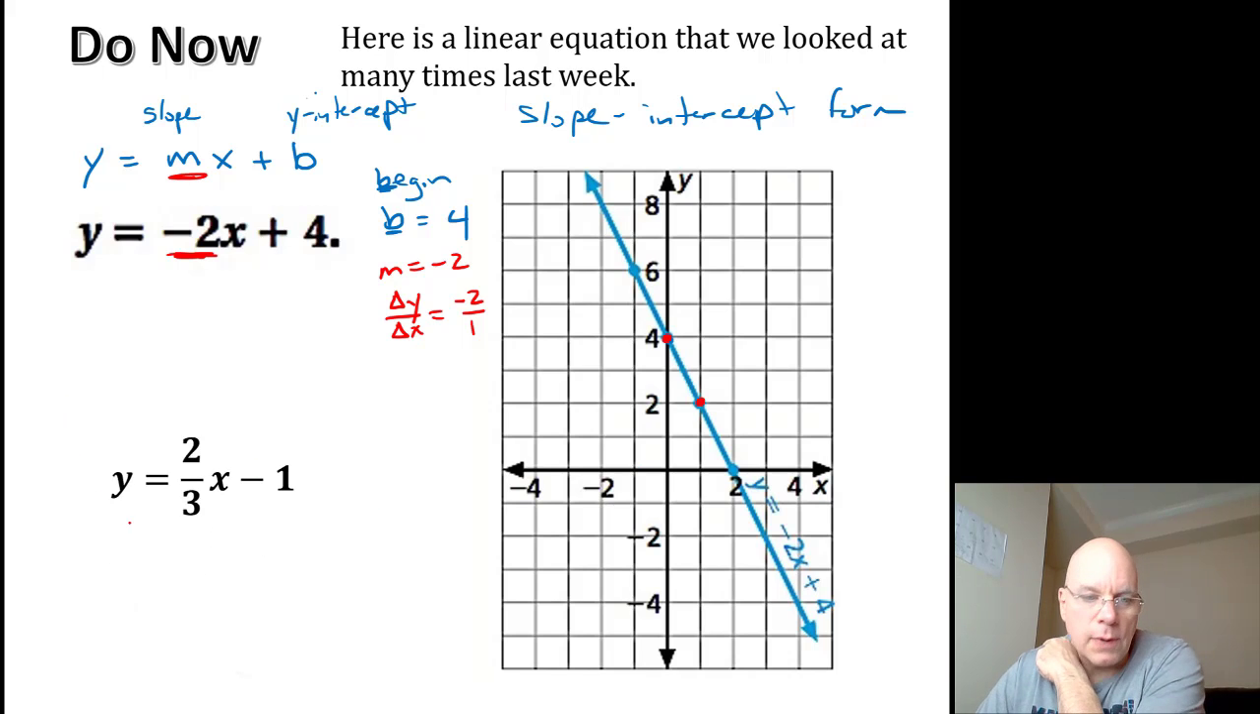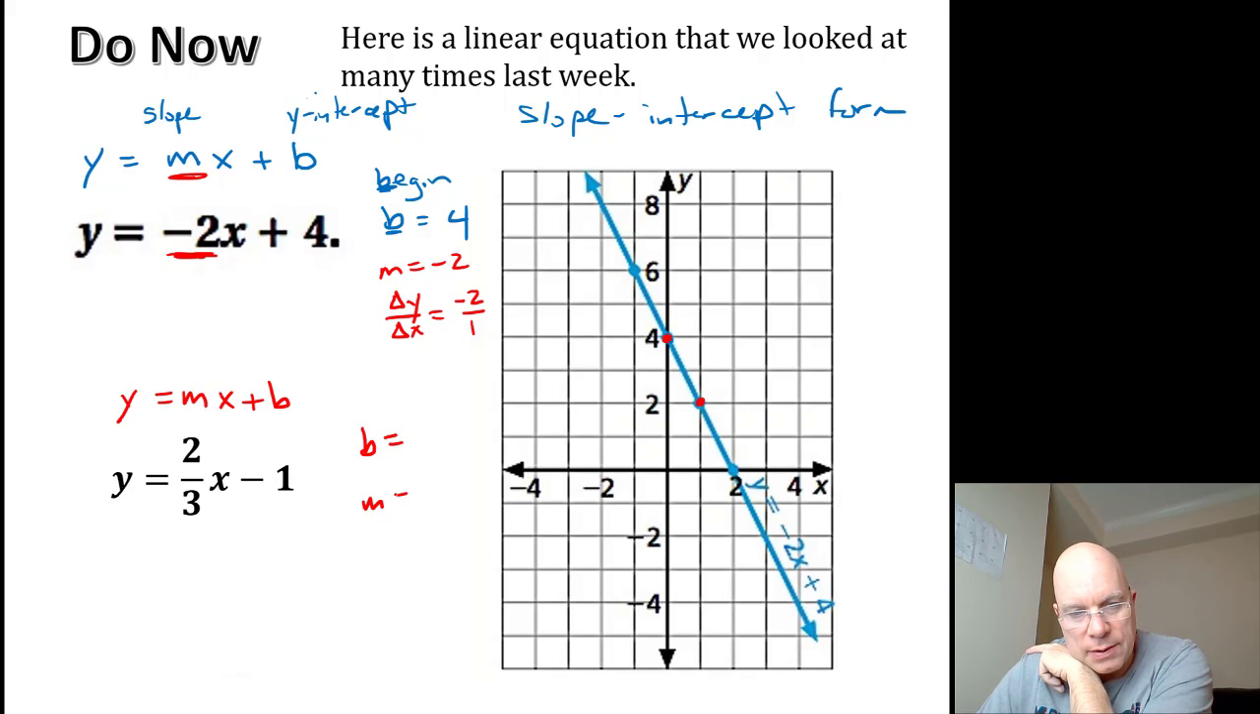Let's try to do it with this equation. Y equals 2/3 x minus 1. The first thing you should always do is write the general slope-intercept form, y equals mx plus b. And then you should ask yourself, what is b and what is m? Now, many students, when they first start doing this, look at this equation and tell me b is 1. b is not 1 because it says mx plus b. We're not adding 1, we're subtracting 1. But subtracting is the same as adding the opposite. So this is the same as adding negative 1.